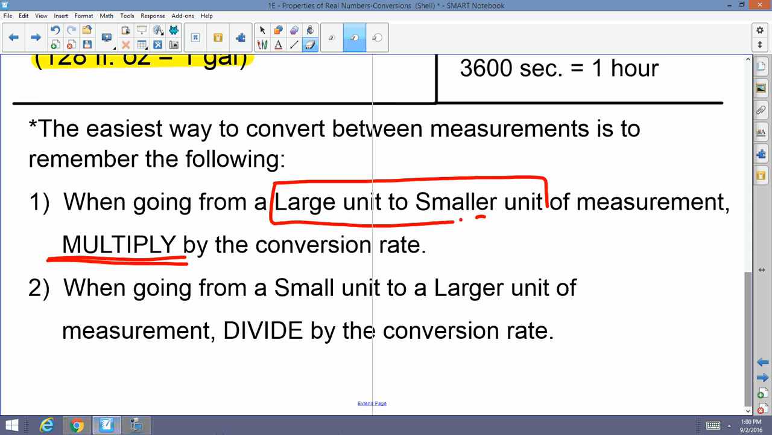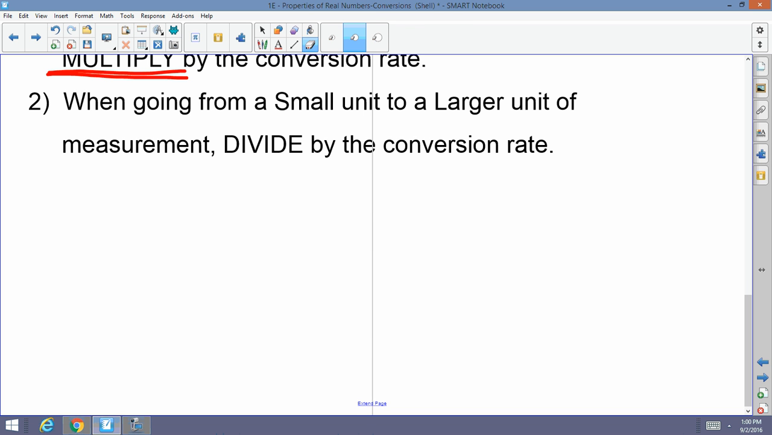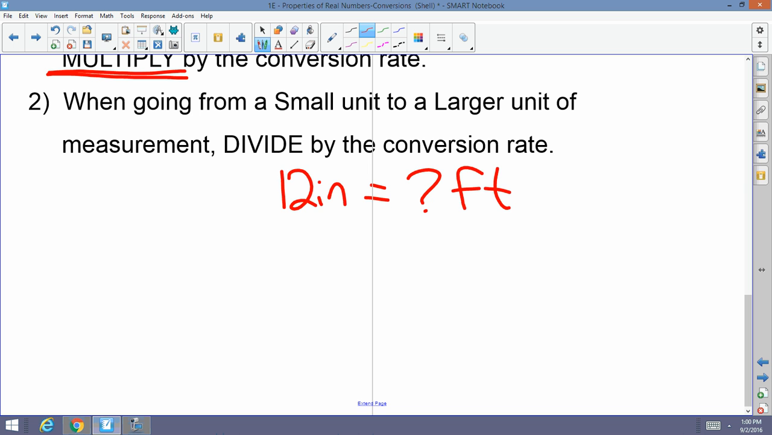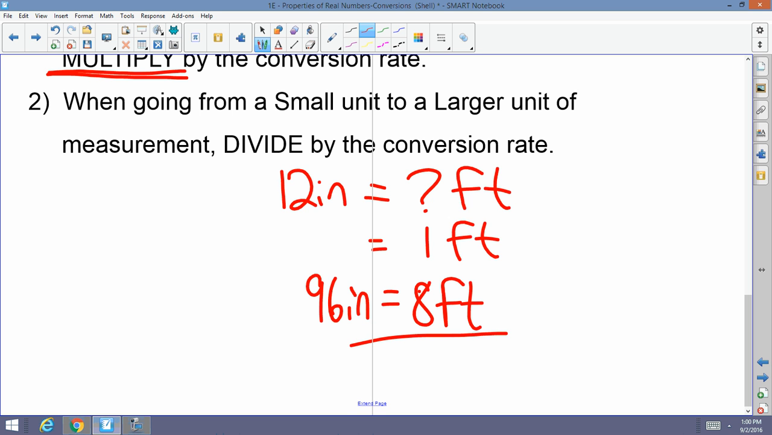Once again, use feet and inches to help remind yourself. We know that there's 12 inches in a foot. So what if I tell you I have 12 inches? I want to know how many feet there are. Well, I'm going from small to large, so I'm going to divide by the conversion rate. Since I know there are 12 inches in a foot, 12 divided by 12 gives me 1 foot. Or let's say I have 96 inches, and I want to know how many feet there are. Well, I'm going from small to large, so I'm going to divide by the conversion rate of 12, and 96 divided by 12 would be 8 feet. And that's how we convert. Pretty simple. Now let's do a little bit of practice.